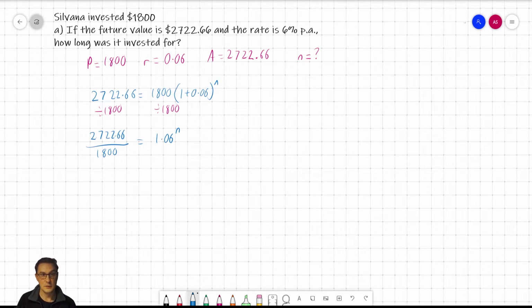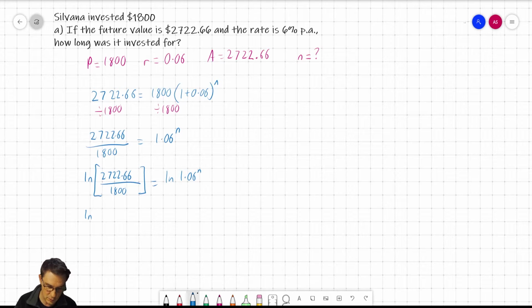Now, in order for us to solve it, since we're dealing with an indice, we're going to have to use index laws here. So what I'm going to do is apply a log to both sides. So we're going to have ln of 2722.66 all over 1,800, and that's going to be equal to ln of 1.06 to the power of n. Now, I can use my log laws to move that power down in front. So we're going to have ln of 2722.66 over 1,800, and that's going to be equal to n ln of 1.06.